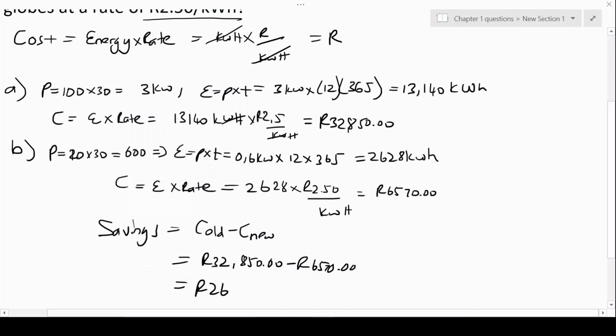That's 26,280 rand. So in a year, there's been a savings of 26,280 rand based on changing 30 100-watt light bulbs to 20-watt light bulbs.